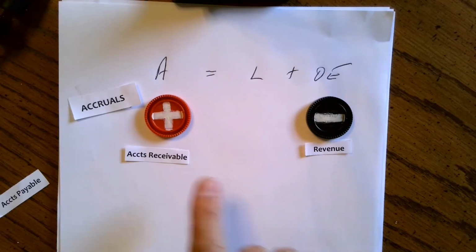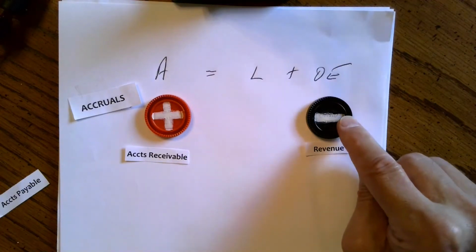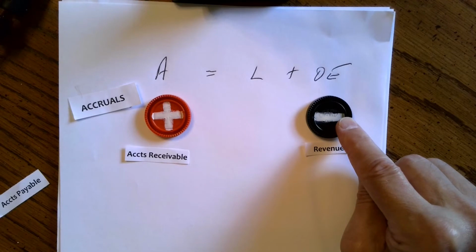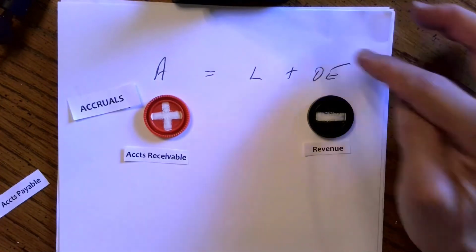Accruals never involve the cash account, but always involve either increasing revenue or increasing expense. Revenues are increased with a credit, because over here, both these categories are increased with credits.